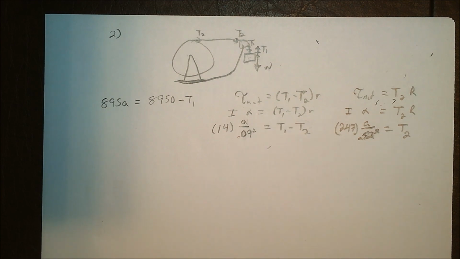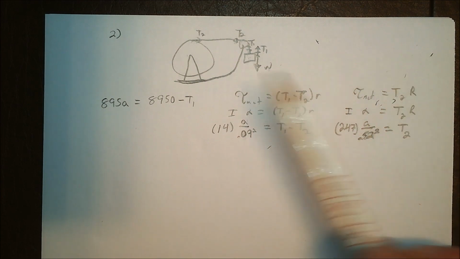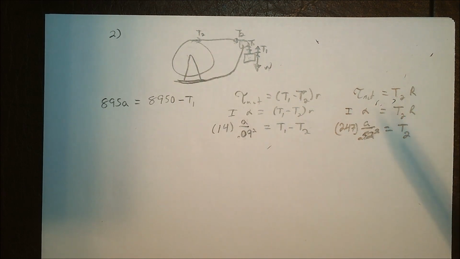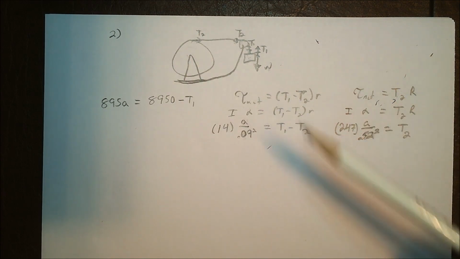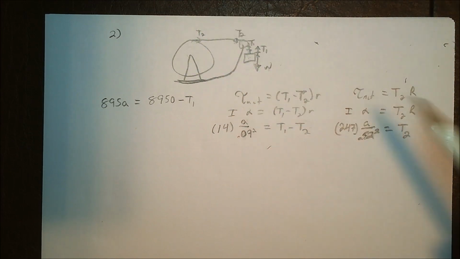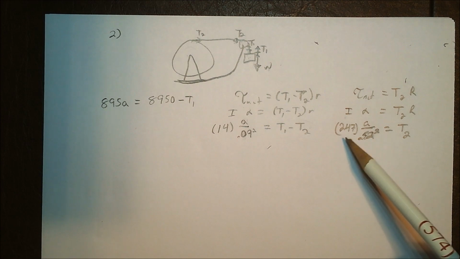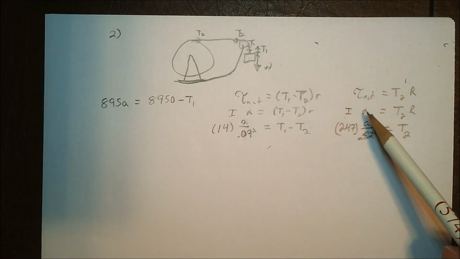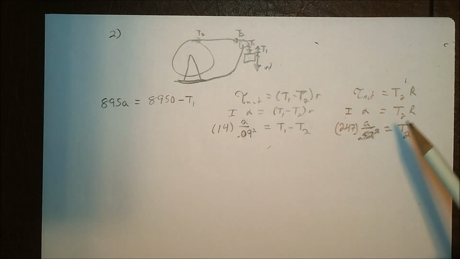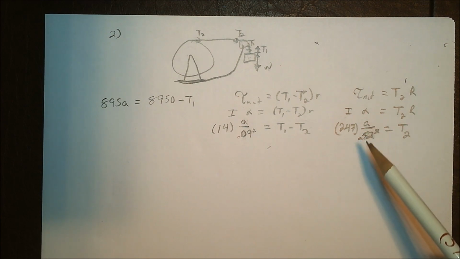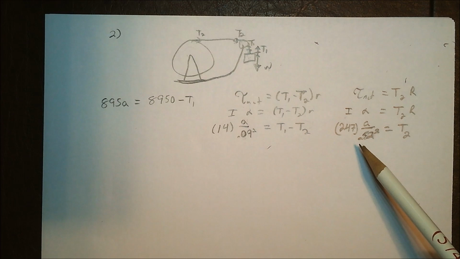And then for the last one, the drum, the net torque is equal to T2 times R, big R, this time it's different radius. And net torque is also equal to I alpha. They tell us what I is, 247. And alpha would be A over R. I divided both sides by big R, and so it's really going to be A over big R squared. They tell us what big R is, it's 0.52 meters.